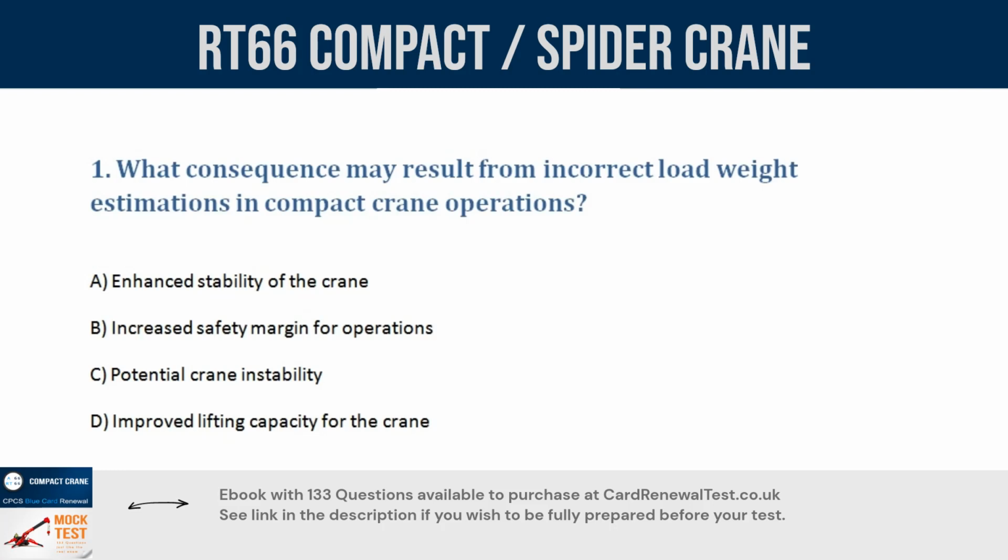1. What consequence may result from incorrect load weight estimations in compact crane operations? A. Enhanced stability of the crane. B. Increased safety margin for operations. C. Potential crane instability. D. Improved lifting capacity for the crane. Correct answer, C. Potential crane instability.